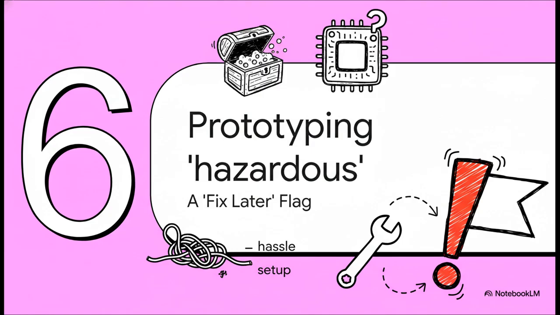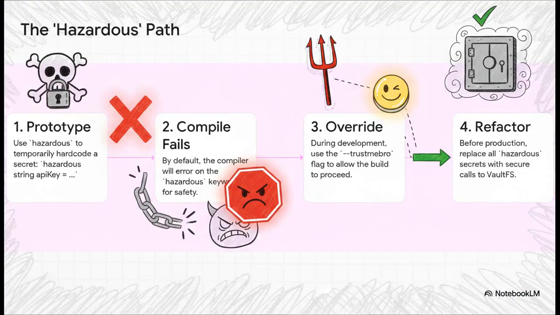So all of this sounds amazing for production code, right? But what if you're just messing around, just prototyping something? Setting up a whole vault can be a bit of a pain when you just want to test an idea quickly. Well, Merg E gets that, and it provides a practical but very, very explicit escape hatch. And this workflow is designed to let you move fast, but also keep you honest. So first, you can use the hazardous modifier to just temporarily hardcode a secret. But then, as you see in step 2, the compiler will just fail by default.